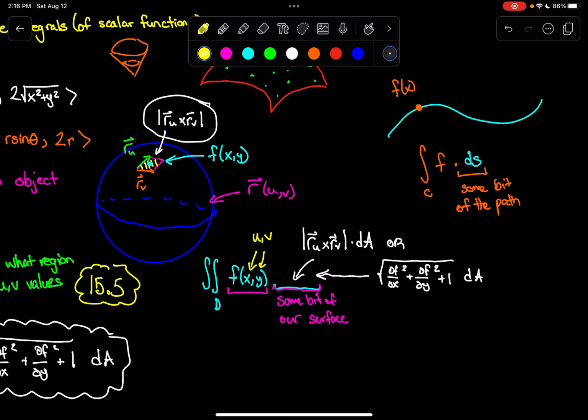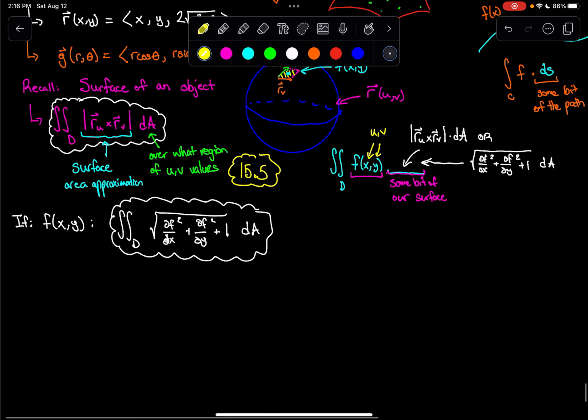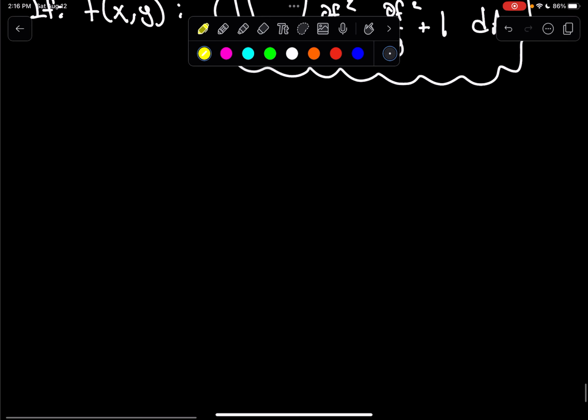So let's see if we can do an example to drive this home. Do I have one prepared? Nope, I don't. But let's do one anyways. Surface example. Oh, this one won't be too bad.